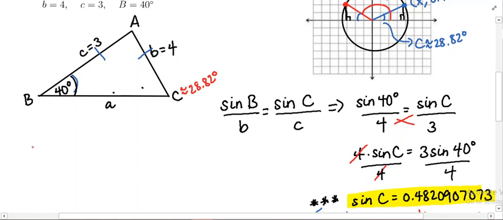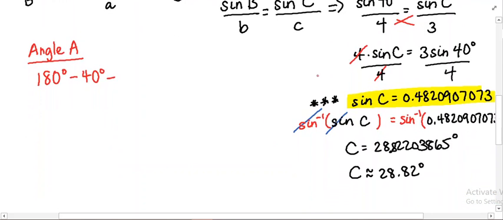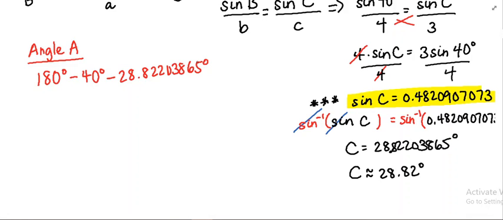So for the measure of angle A, I'll put angle A here. We've got to compute that. We need to take 180 degrees, subtract out angle B, so that's 40 degrees, and then subtract out the measure of angle C. I'm going to use all the decimals, 28.82203865 degrees, because I'm going to have to come back next and compute side A, and I need all the digits for accuracy.